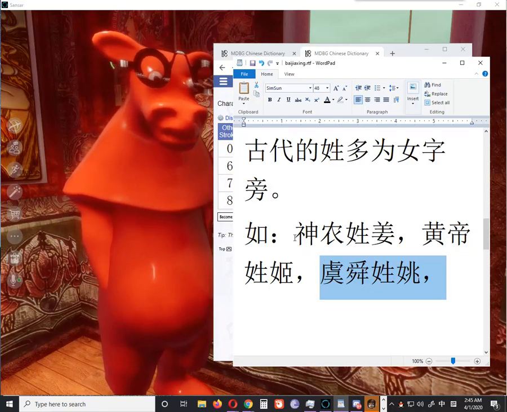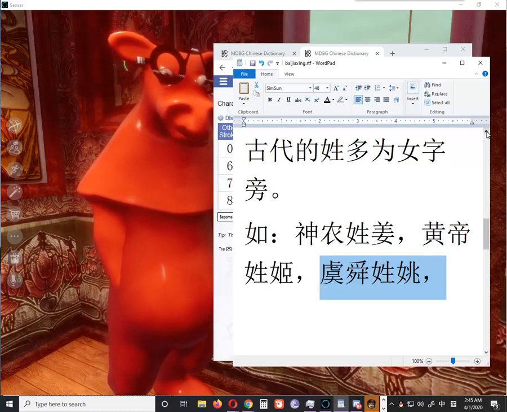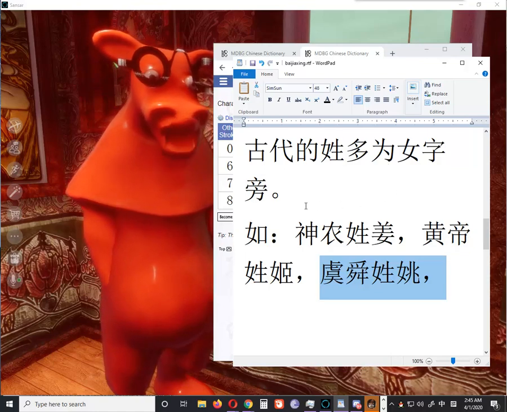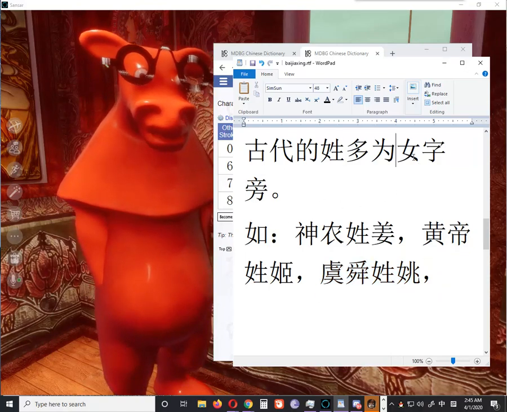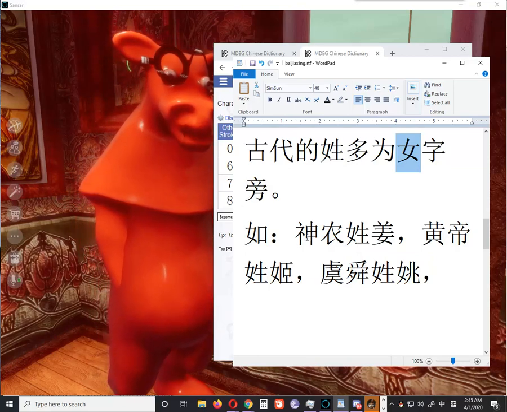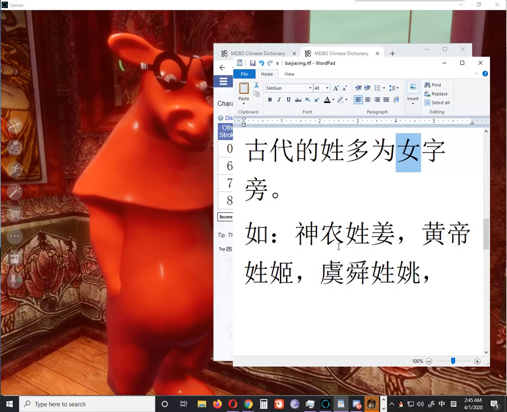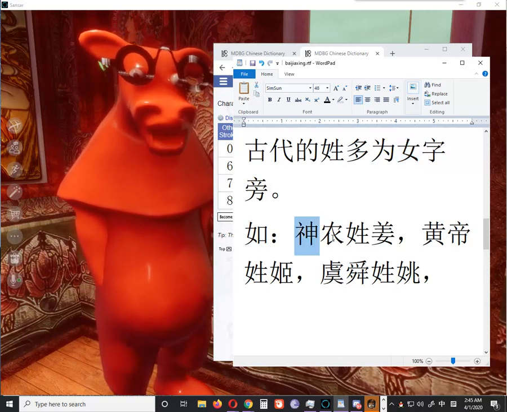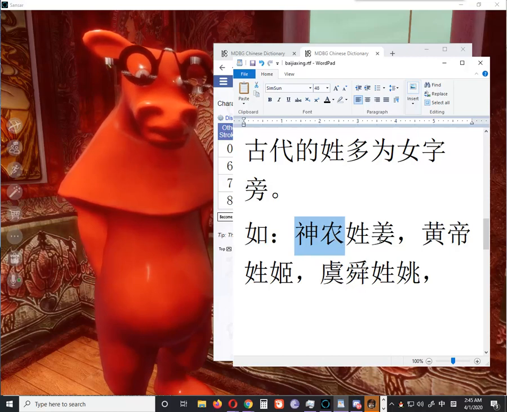And I just want to make one last quick review of what we learned to read today. 古代的姓多为女字旁. It means that the new character is going to be next to the rest of the character for many of these ancient names. We learned about Shun, and that his name was Ginger, and Huangdi, Xingji, and Yushun Xing Yao.